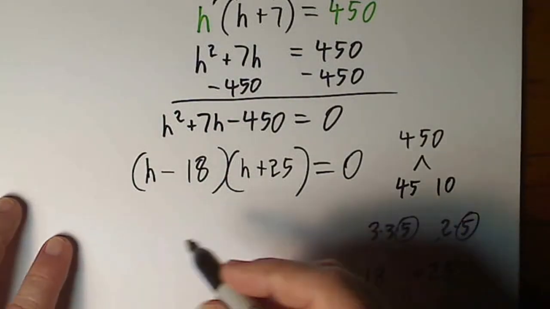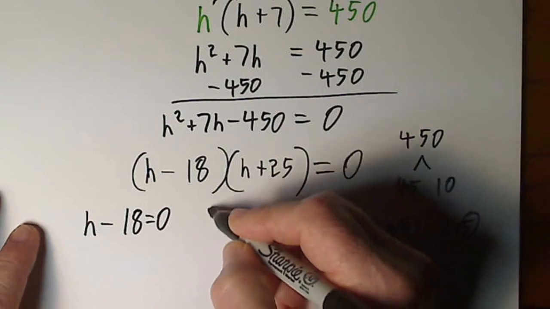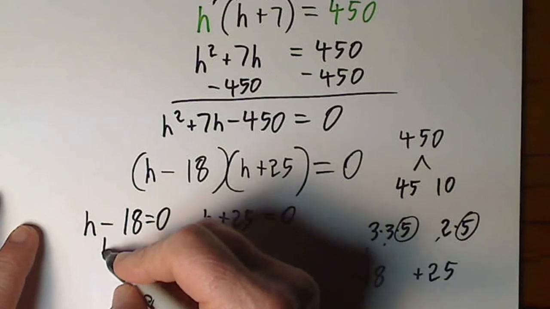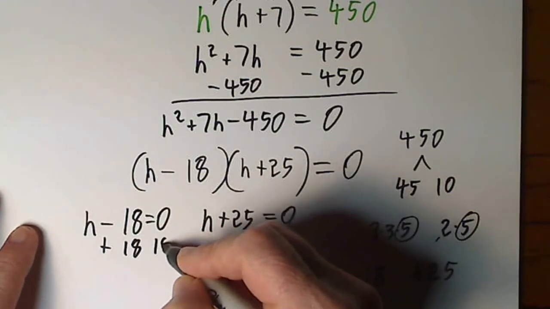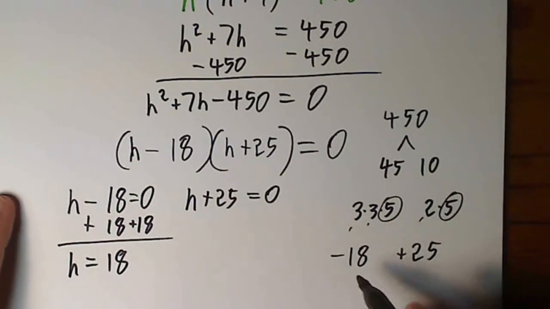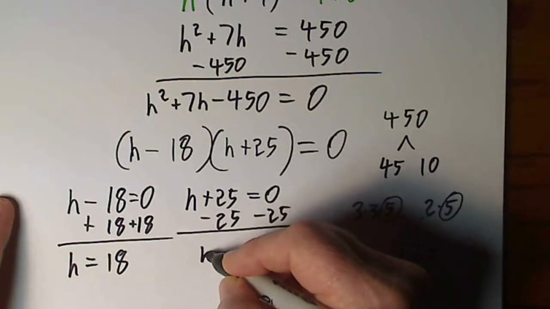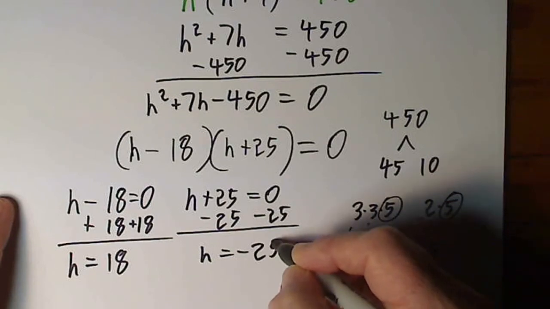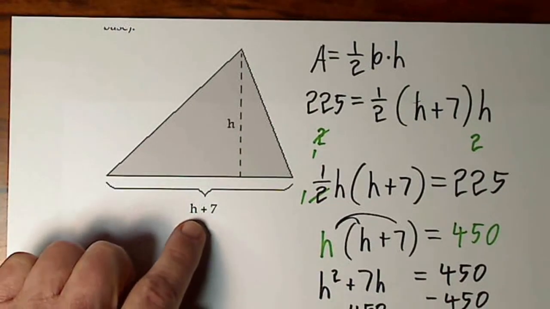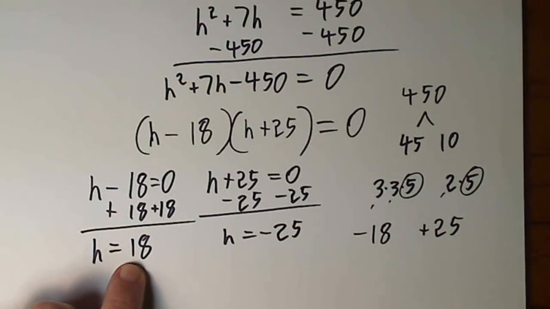And we have something times something is 0. So h minus 18 is equal to 0, or h plus 25 is equal to 0. Solve for h, you add 18 to each side, and you get h equals 18. Here, subtract 25 from each side, and you get h equals negative 25. And in our original, I can't fit it all on here, but in the original, height is a distance. So it can't be negative, it must be 18.